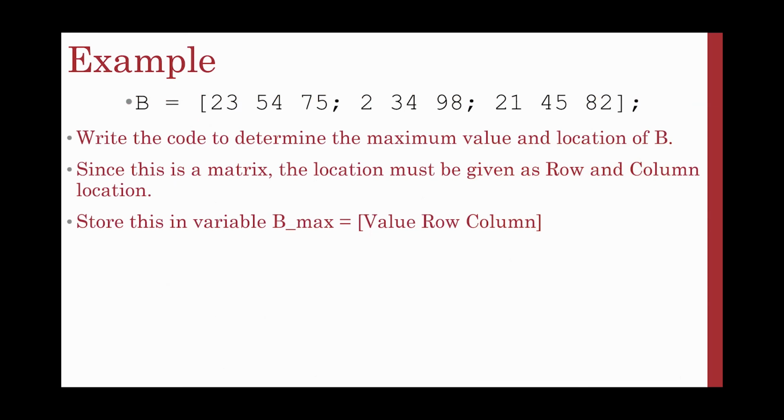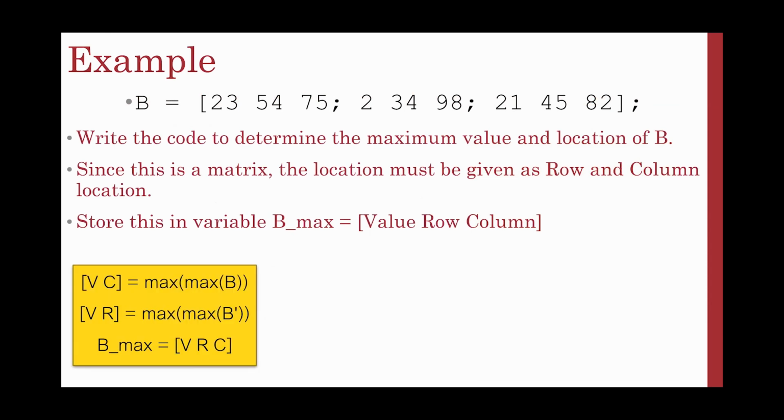We have another example where b is already defined in MATLAB. We want to write code to determine the maximum value and location of b. Since this is a matrix, the location must be given as row and column. We want to store this in the variable bmax equals value, row, column. So there are a few different ways to do this.